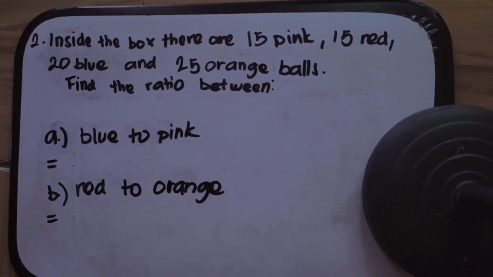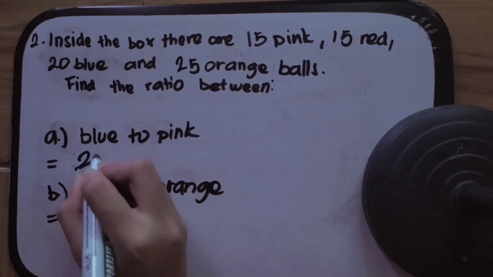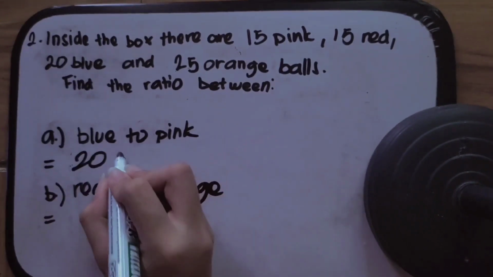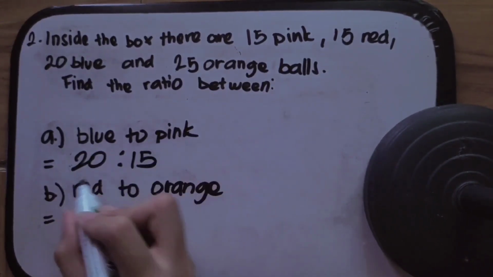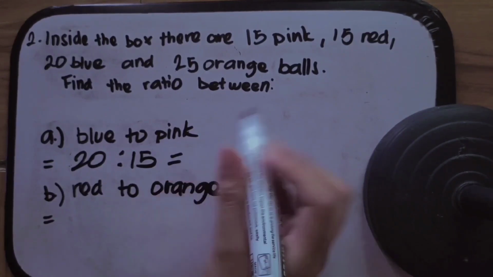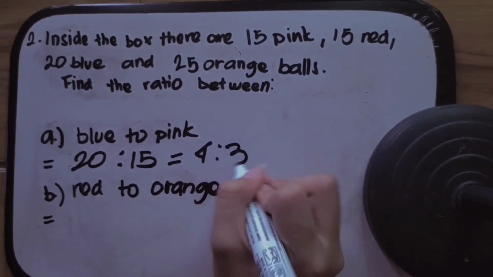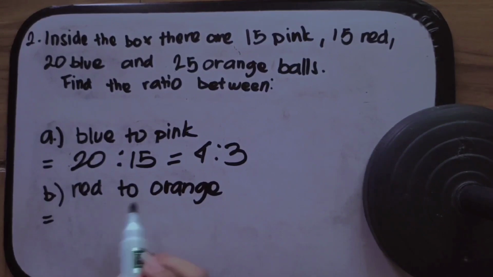And for our number 2, inside the box, there are 15 pink, 15 red, 20 blue, and 25 orange balls. Find the ratio between letter A, blue to pink, letter B, red to orange. Let's start with letter A, blue to pink. Ilan ang merong blue? 20. Ilang pink? 15. 20 to 15. Simplify. 4 to 3.